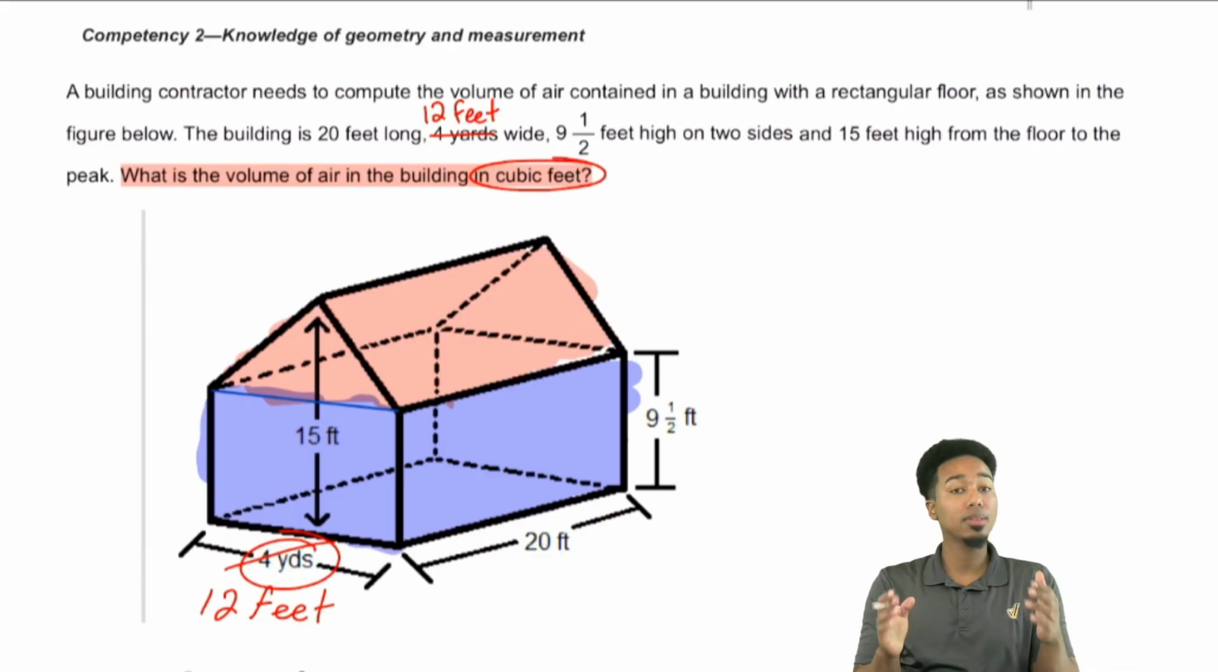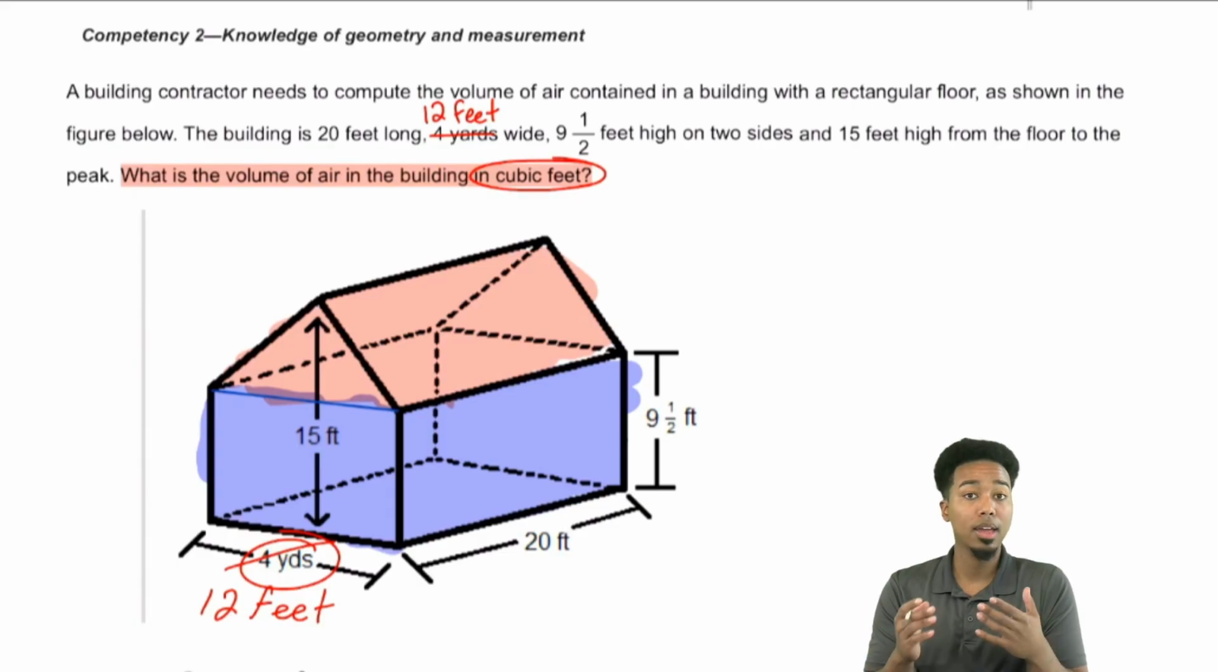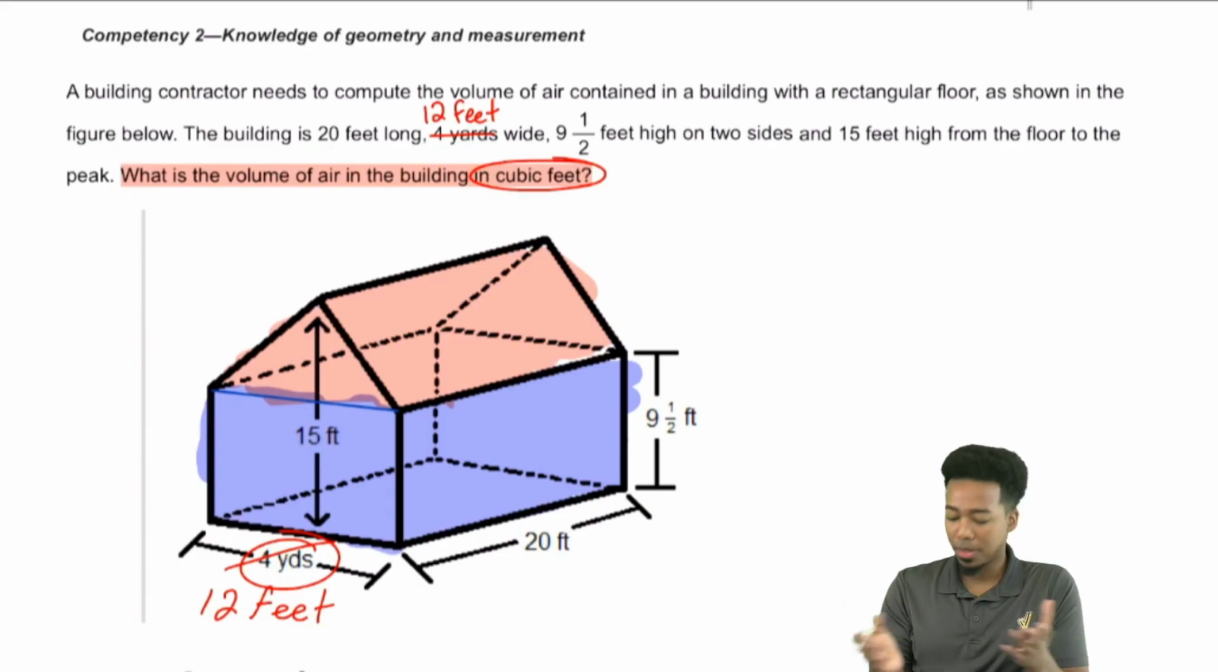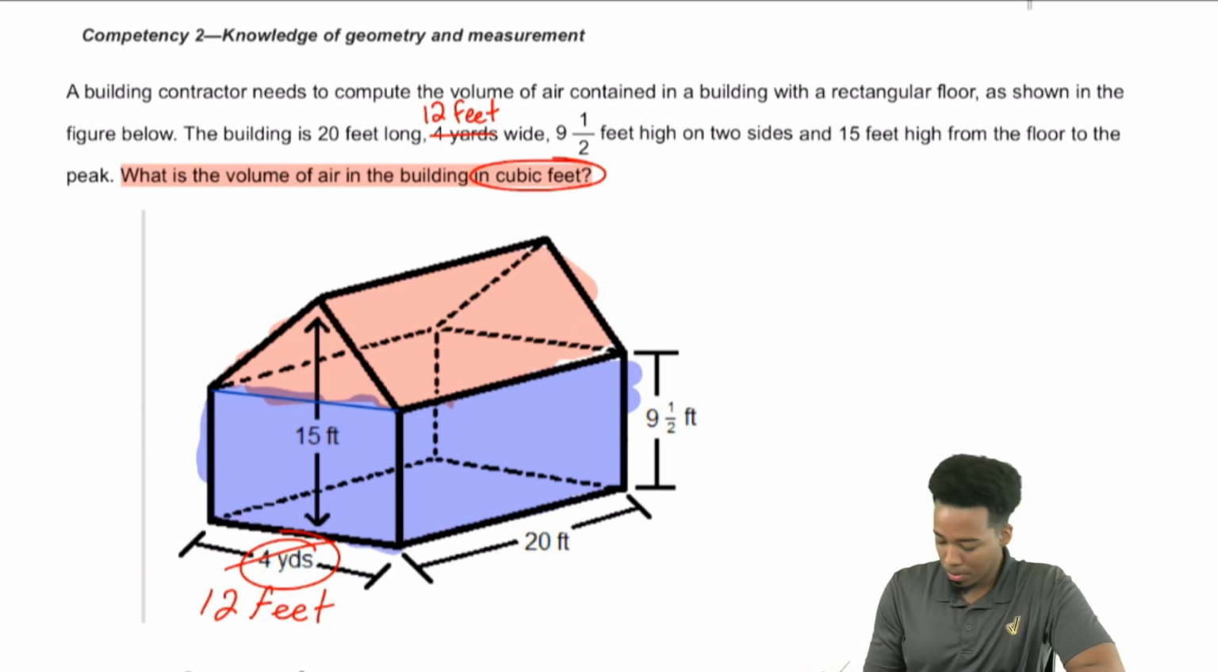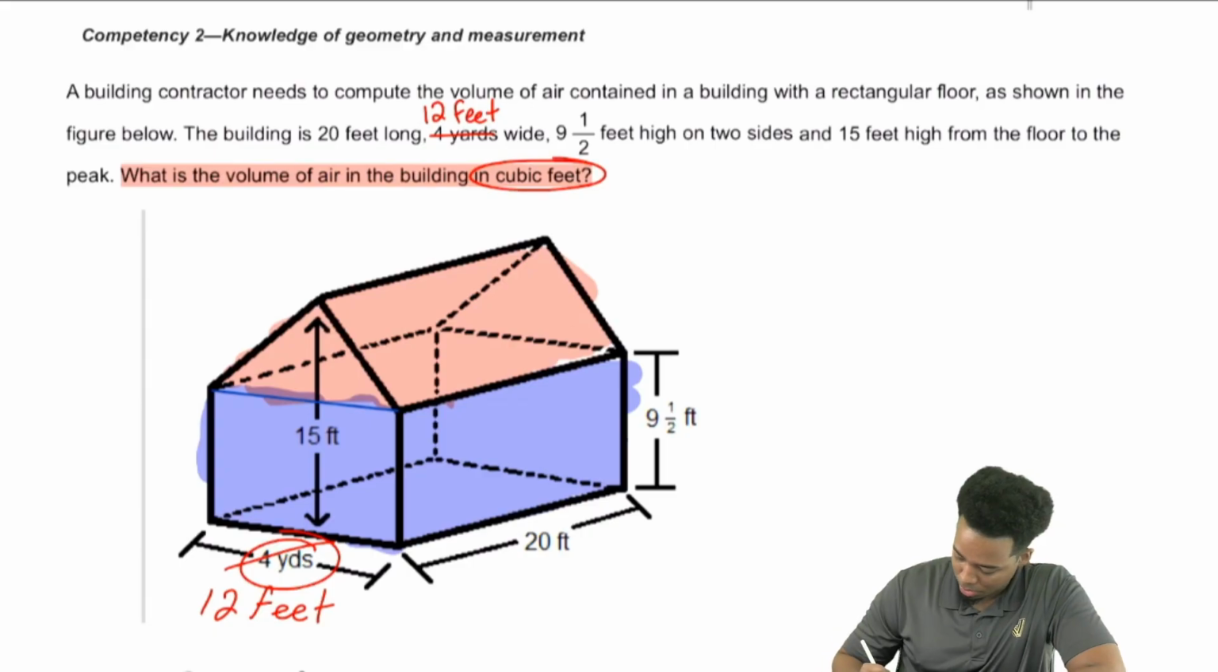All I need to do is go ahead and find the volume of each and then add them together. That's it. That is it. Now, when we take a look at the blue here, so I'm going to do red and blue.